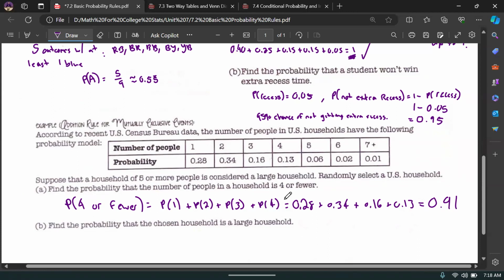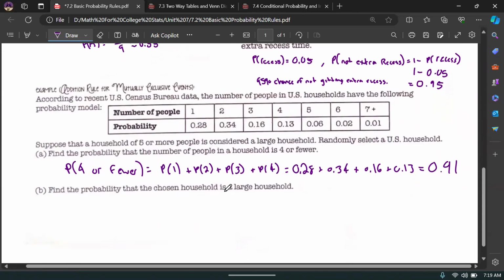Now, another way of doing it is 4 or fewer would be not 5 or more, right? So if you found the probability of 5 or more, you add these three together, it'd be the opposite of that. So 5 or more is 6 plus 2 plus 1. That'd be 9%, 0.09. 4 or less would be the opposite of that. So if there's a 9% chance of 5 or more, then there's a 91% chance of 4 or less. So that's another way of looking at it, right? Kind of just wanted to point that out.